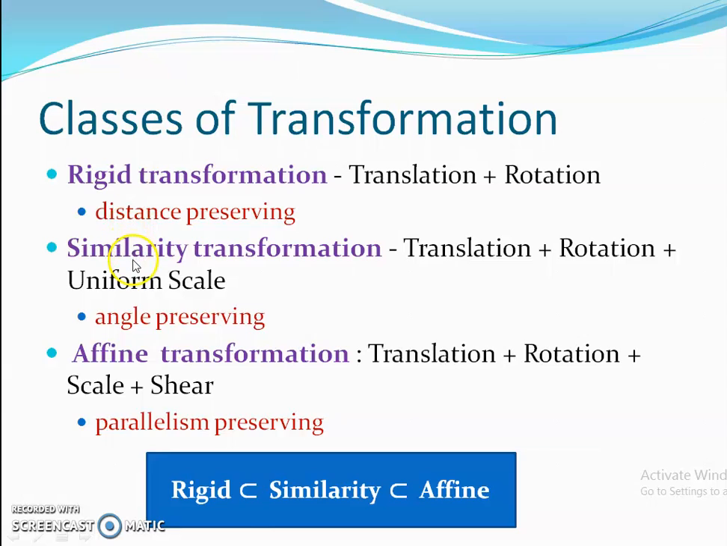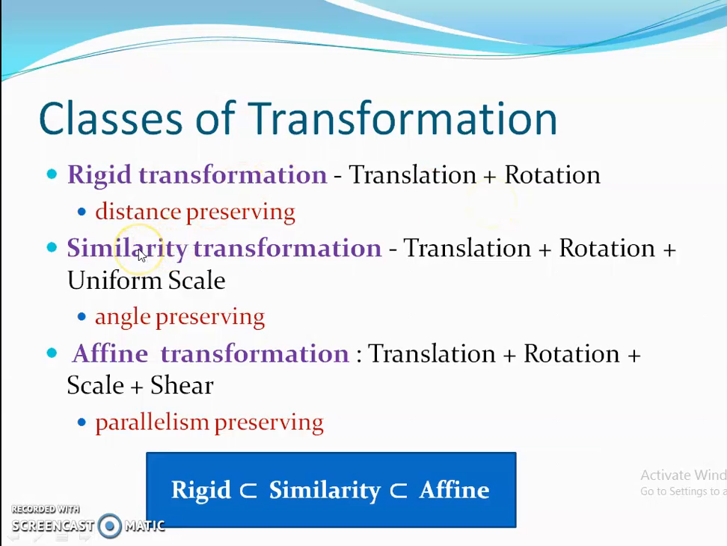One is rigid, another is similarity, and another is affine. So what is rigid? The combination of translation and rotation is known as rigid transformation. It is distance preserving. These two operations, or these two transforms, are related to distance.